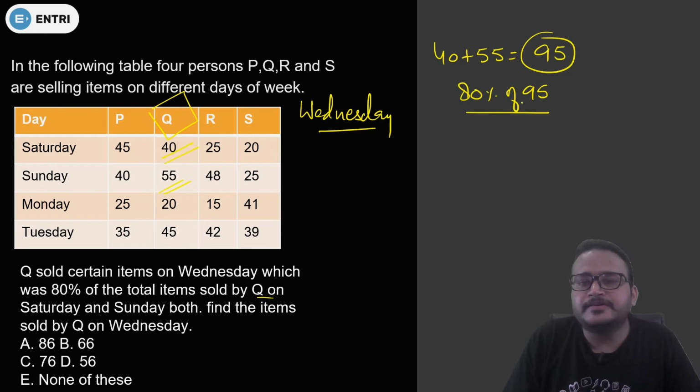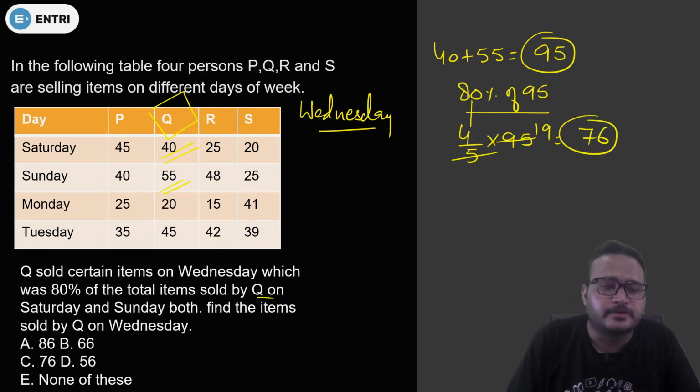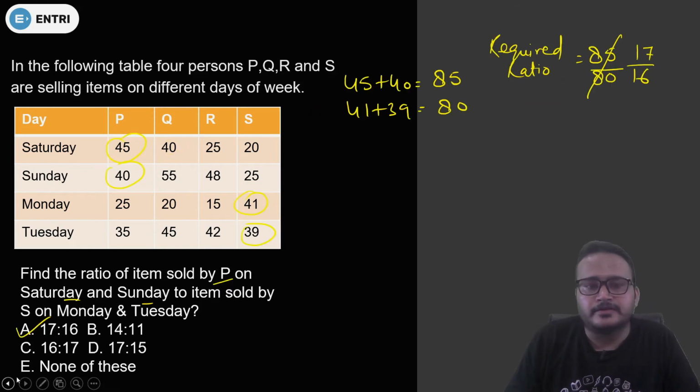Okay, 80% of 95, how can we calculate, guys? We know the fraction value of 80% is what? 4 by 5. Okay, so 4 by 5 multiplied by 95, and this will become 19. 19 times 4 is 76, which will be your right answer. So C will be your right answer, guys. Okay, C will be your right answer.